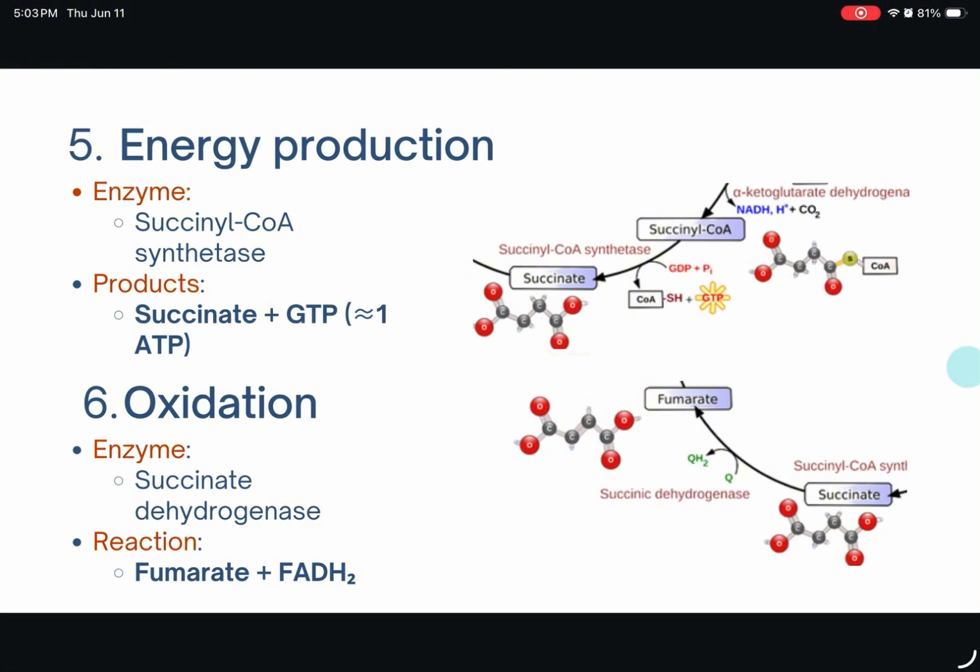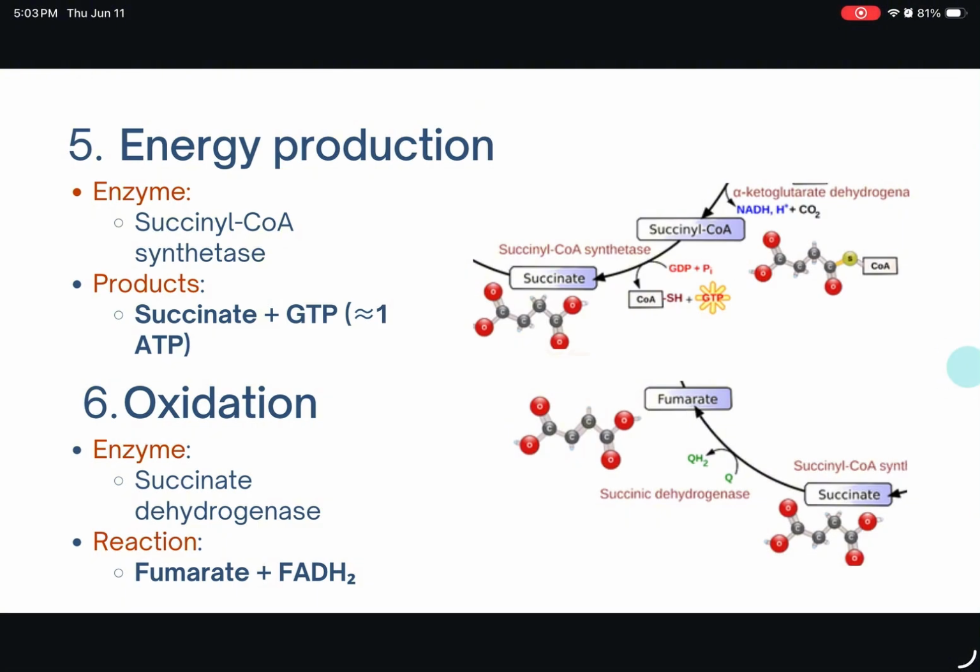For step 5, this is the formation of succinate and ATP. The succinyl-CoA still contains a lot of stored energy. With the enzyme succinyl-CoA synthetase, that energy is released and used to make GTP, which is equal to 1 ATP, the direct energy our cells use immediately. During this reaction, succinyl-CoA also turns into succinate.